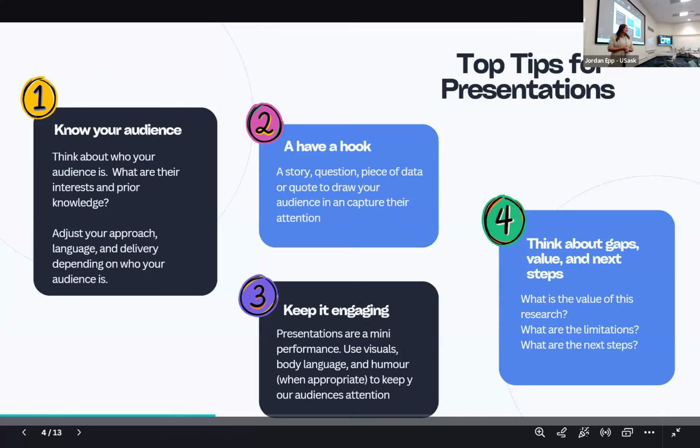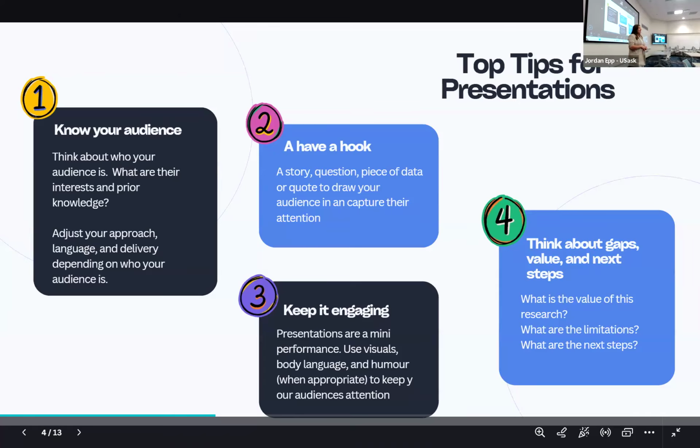Having a hook. Telling a story is about drawing in your audience. A hook can be a story, an anecdote. It can be a question. It can be a piece of data or a quote, something that captures their attention and also acts as a bit of a segue into the broader story. So it's not going to be a quote that makes no sense to your research, but something that you can then expand on and frame your research through.